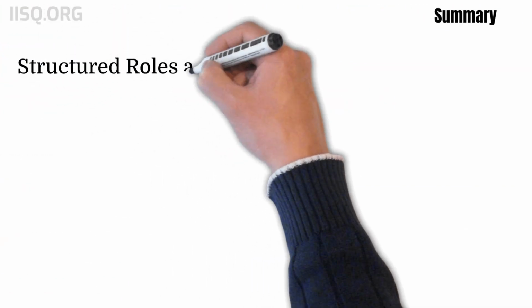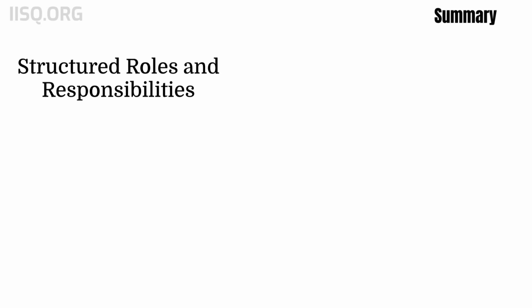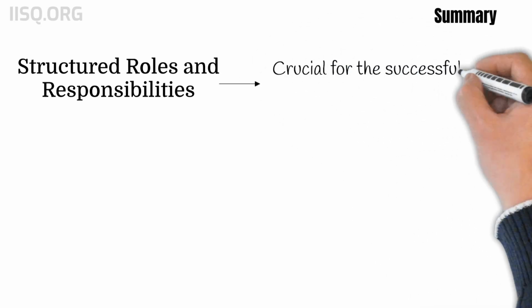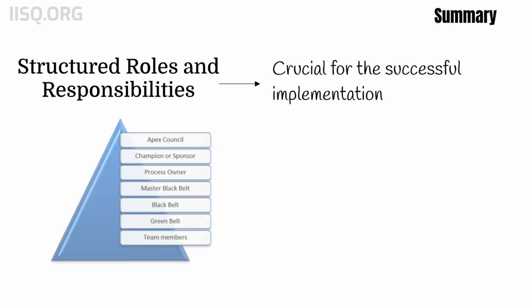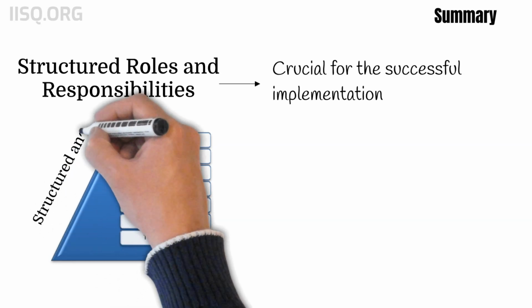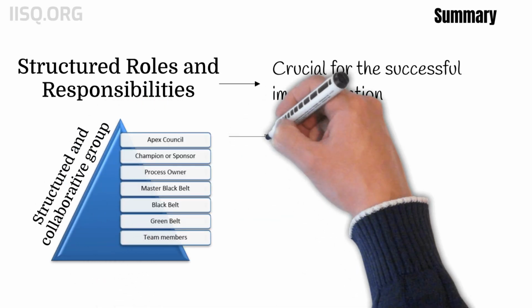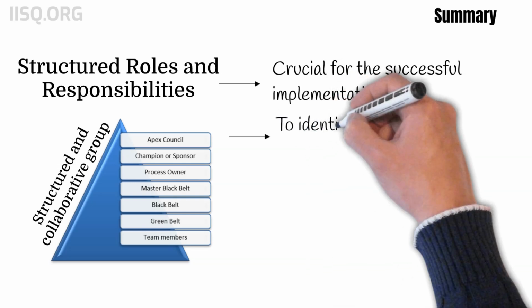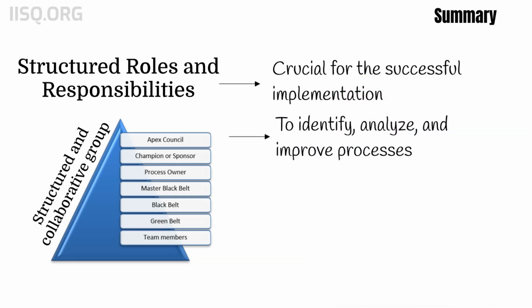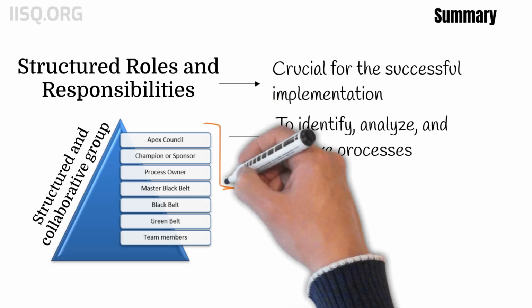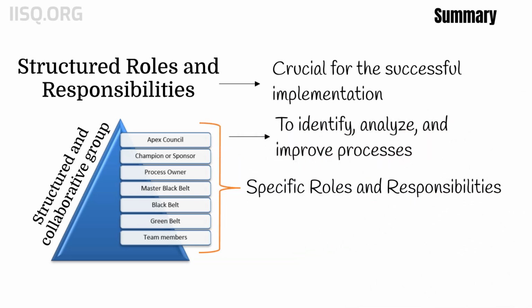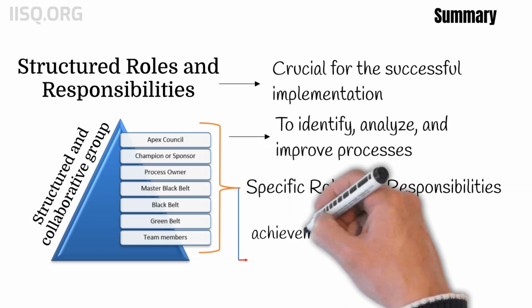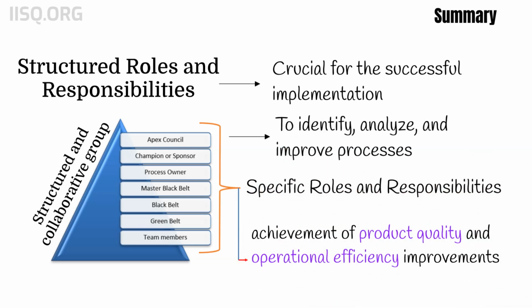In summary, the roles and responsibilities of a Six Sigma team are crucial for the successful implementation of Lean Six Sigma methodologies in an organization. The Lean Six Sigma team is a structured and collaborative group that works together to identify, analyze, and improve processes within an organization. Each member has specific roles and responsibilities, contributing to the overall success of Six Sigma initiatives. Together they help achieve product quality and operational efficiency improvements.